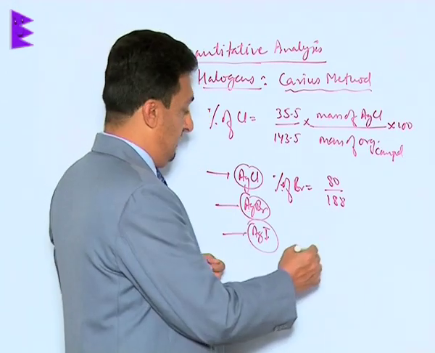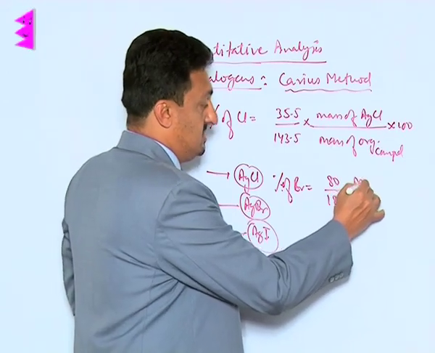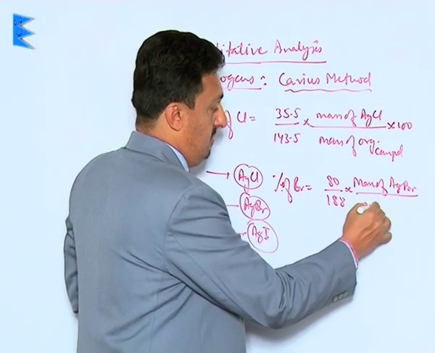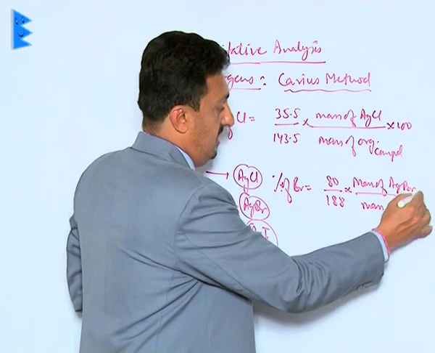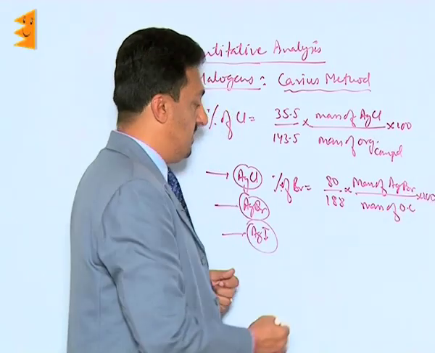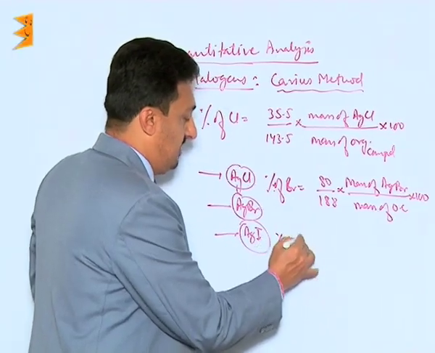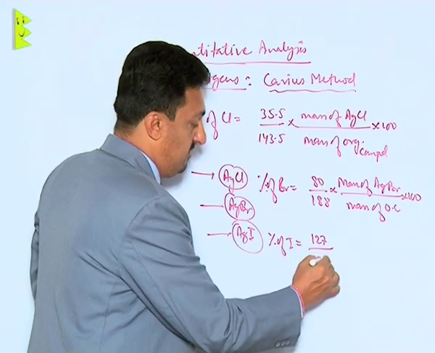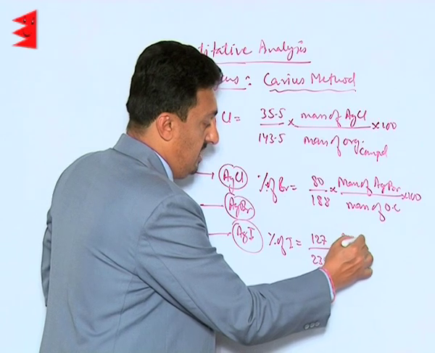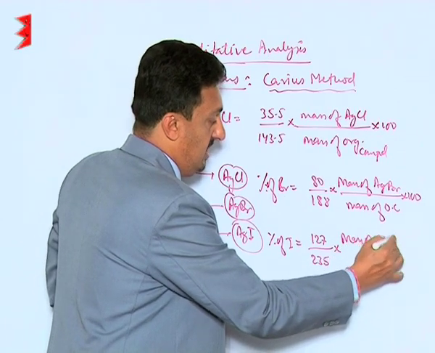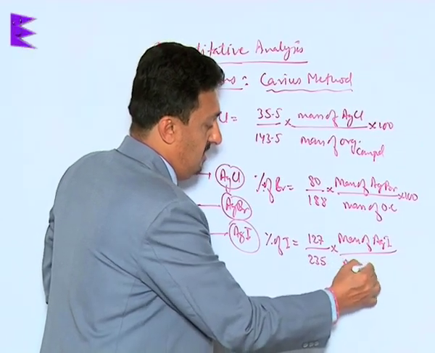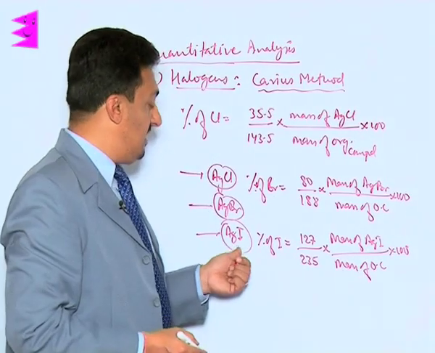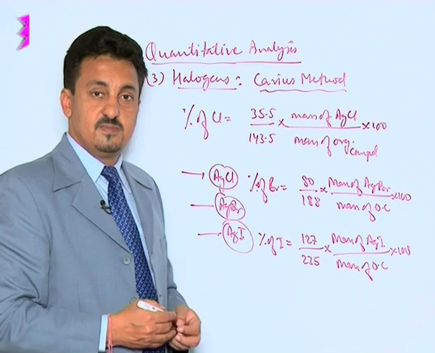In a very similar way, the percentage of bromine will be 80 upon 188, because bromine is 80 and silver is 108, into mass of AgBr upon mass of organic compound into 100. And similarly, the percentage of iodine will be 127 upon 235 into mass of AgI upon mass of organic compound into 100. The reason being that iodine is 127.